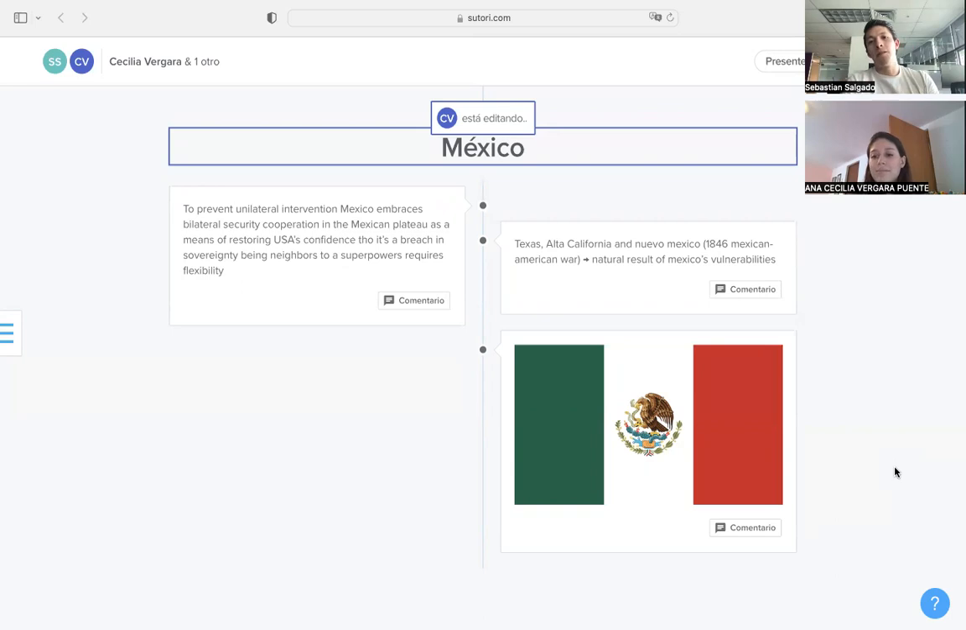All right. As you can see here on the screen, Texas, Alta California, and Nuevo Mexico were lost in the 1846 Mexican-American War, the natural result of Mexico's vulnerabilities. It's very important: the organic theory mentions that countries need constant nourishment, as well as territory, and that's what the U.S. did when they took part of California and part of Texas.